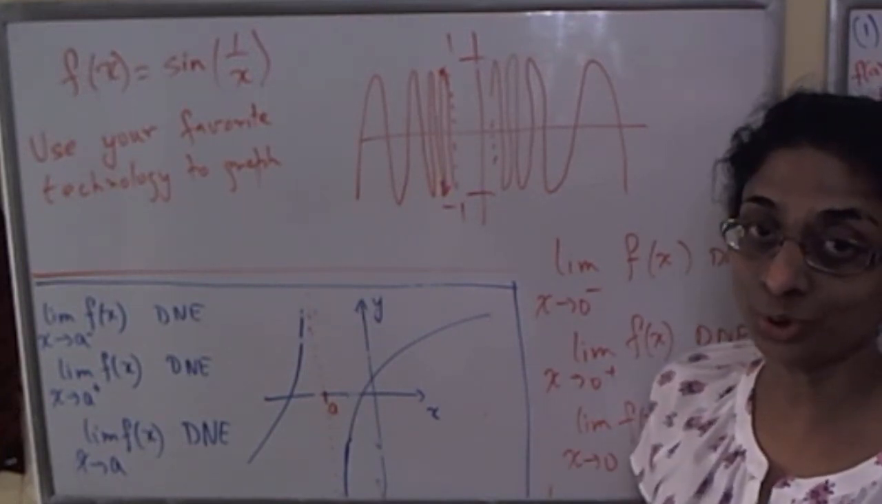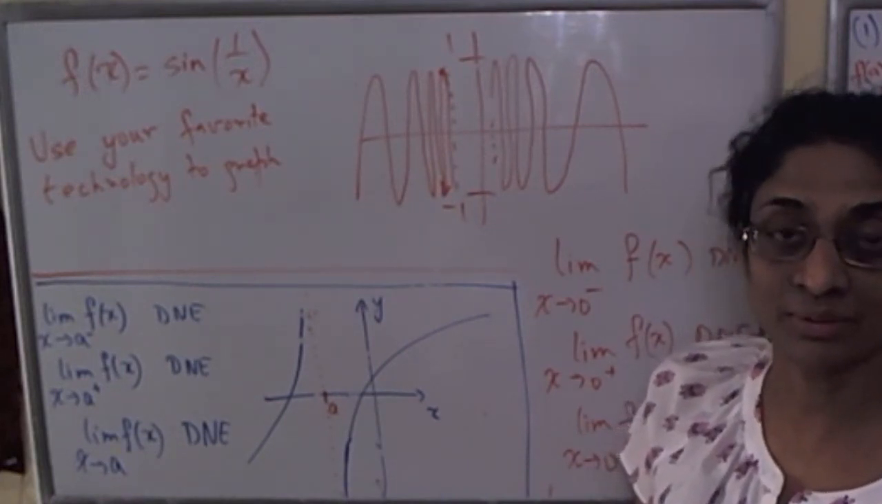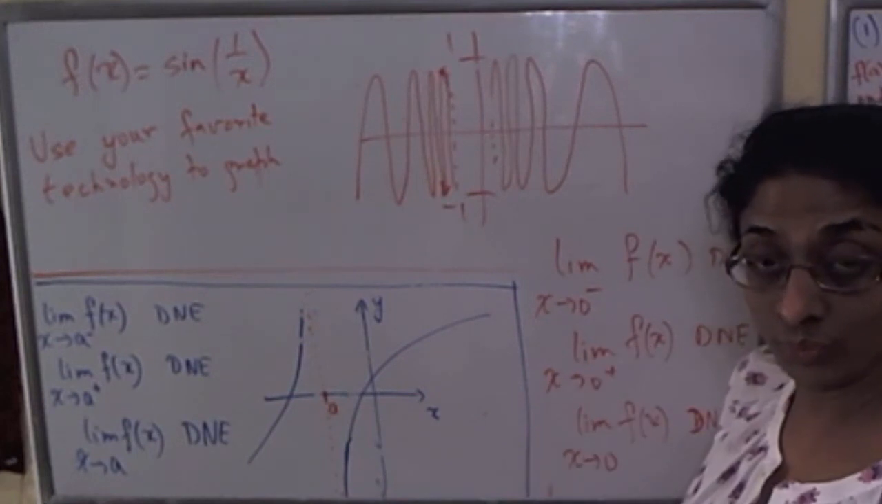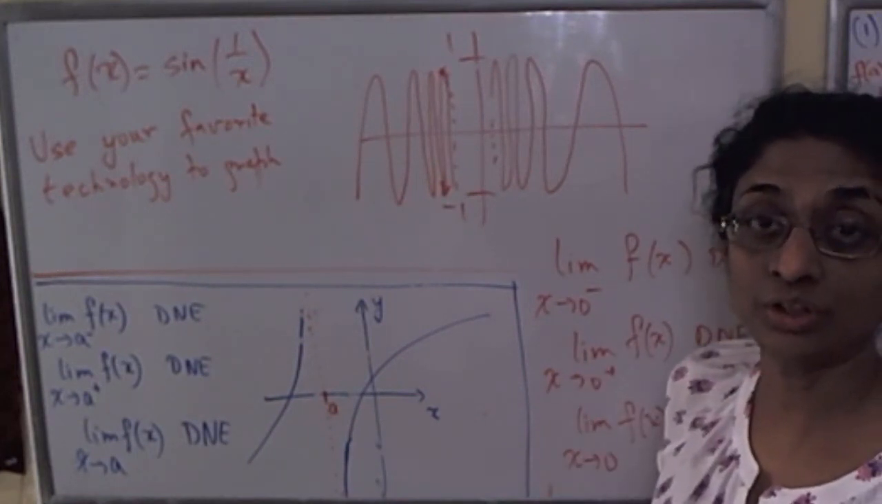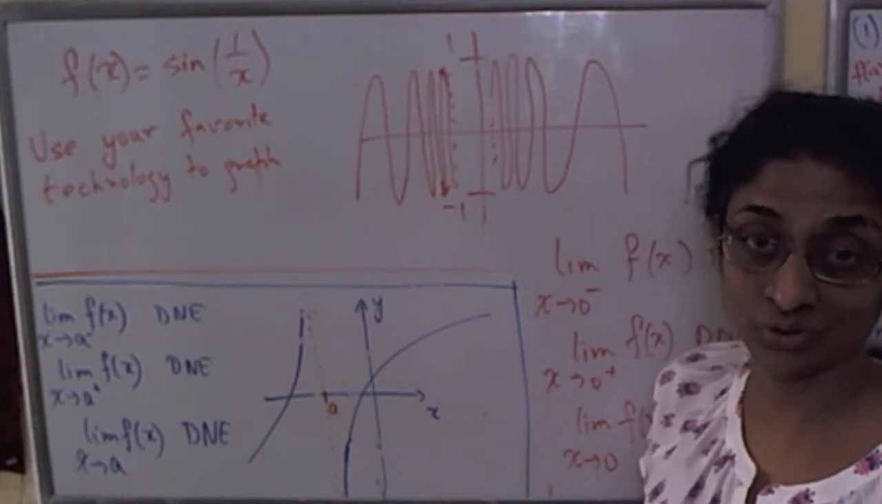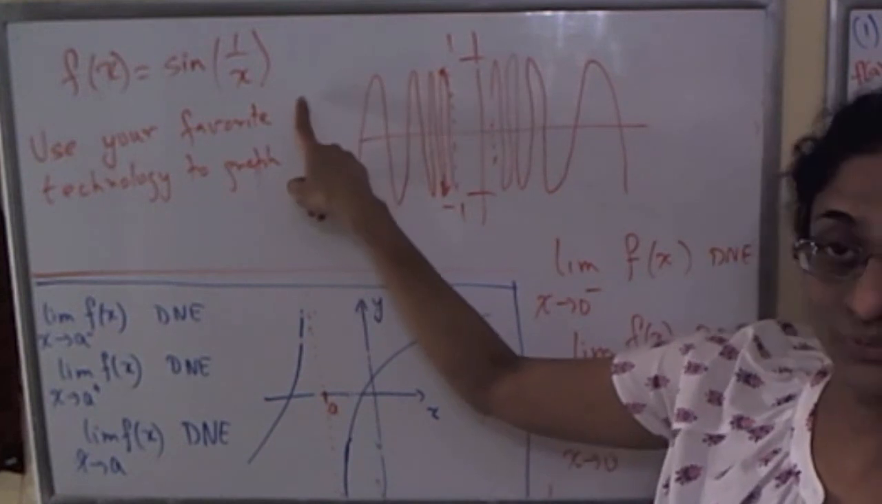So in the next video, we will once again look at right-hand limit, left-hand limit, and also the two-sided limit. And we will compute it using numerical methods. So we'll still keep everything on an intuitive level. At that time, we'll revisit this function.